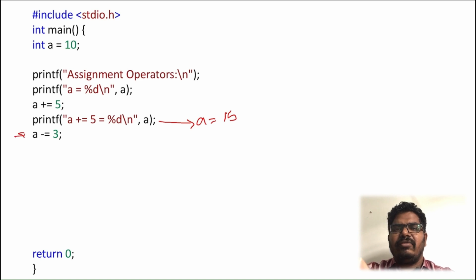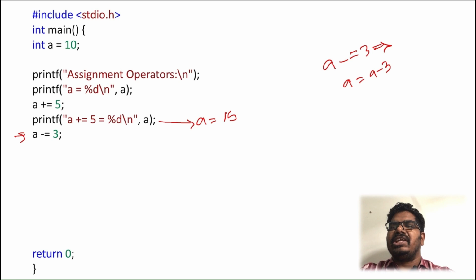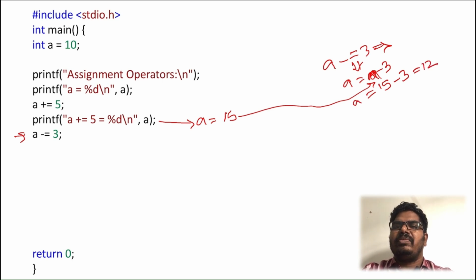Now in the next statement, a minus equal to 3. What does this statement mean? It means a equal to a minus 3. So this is an equivalent statement; these two are the same statements. So a equal to a minus 3 means what? What value does a have? The right hand side you always have to evaluate. a has 15. 15 minus 3 is 12. Now 12 will be stored in a. At the end of this statement, a has 12.